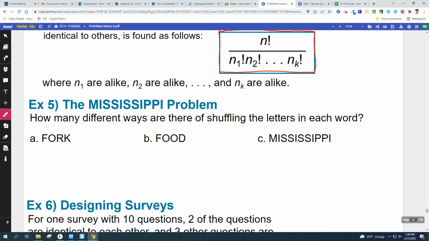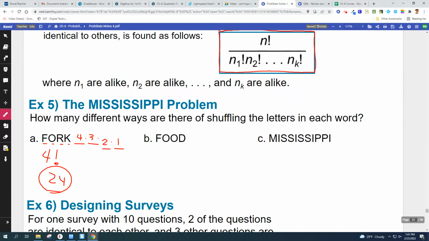Problem 5 says, how many different ways are there of shuffling the letters in each word? So part A says fork, and notice there are 4 letters. You can think of it as a blanks problem. There's 4 ways to fill in the first letter, then 3, then 2, then 1. It's going to be 4 factorial, or 24. There are 24 ways of shuffling those letters in the word fork.